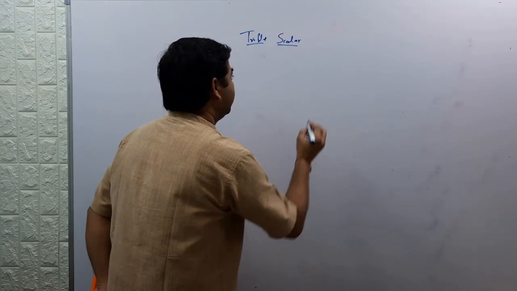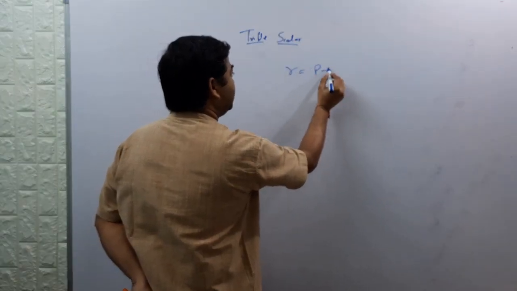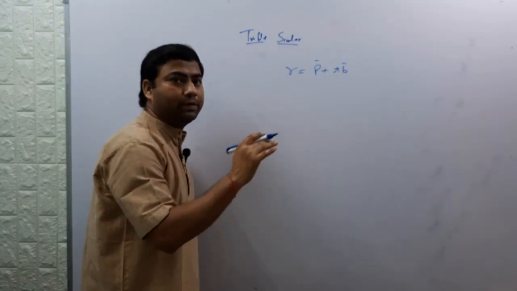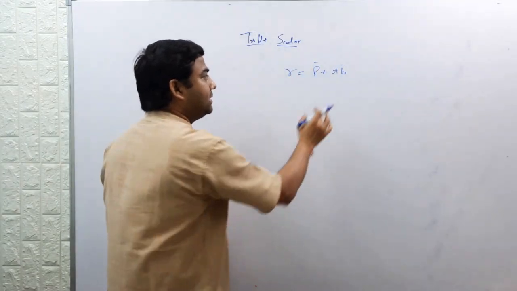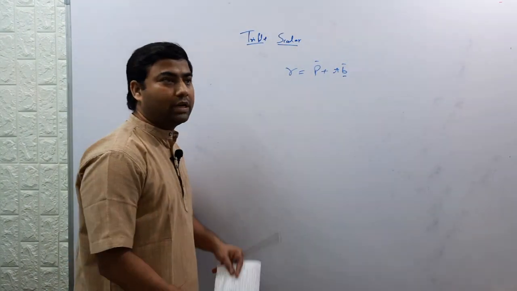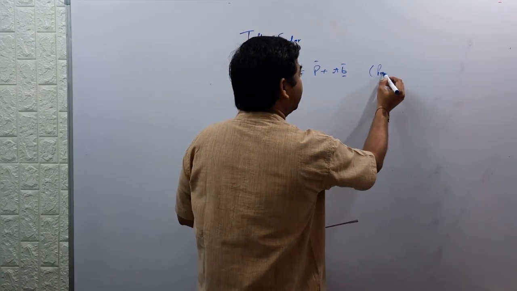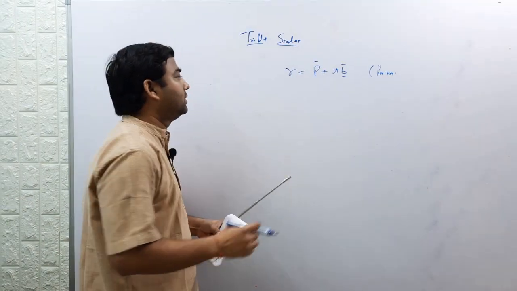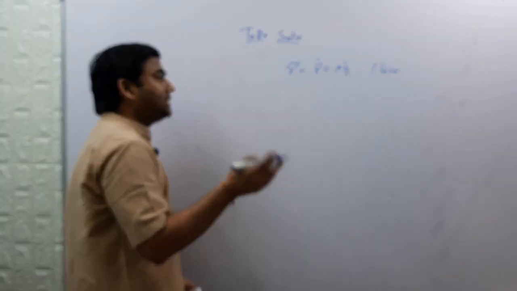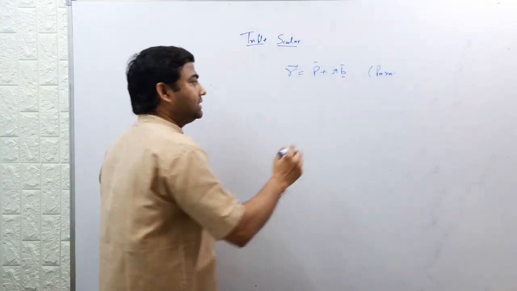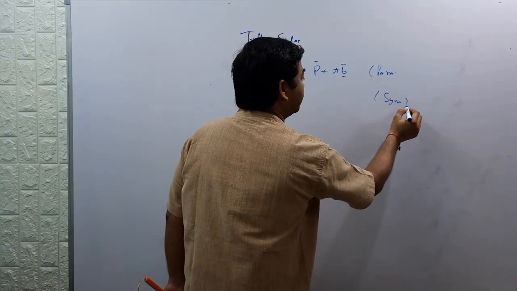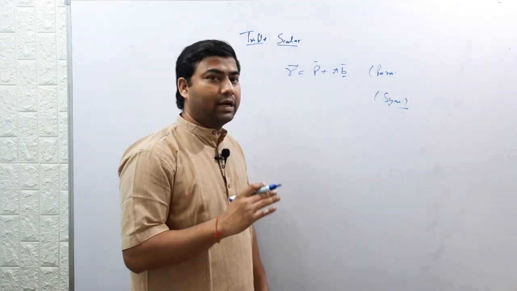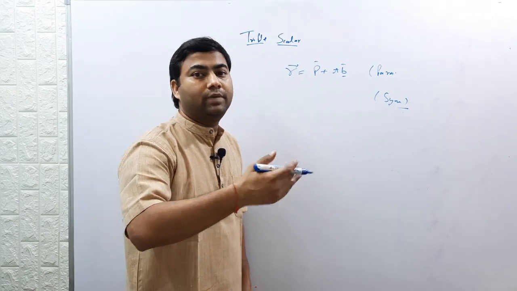So we have seen that R is equal to P plus TB, where P is the position vector of a point from which the line passes and B is a parallel vector to the line. This is called the parametric form of the vector equation of a line. There is another form, which is the symmetric form. To get the symmetric form, we write the equation of the line in terms of x, y, z.